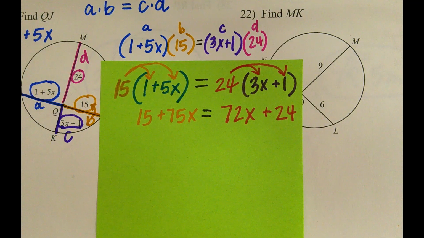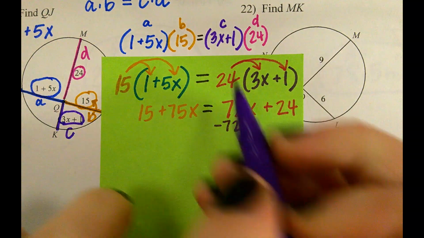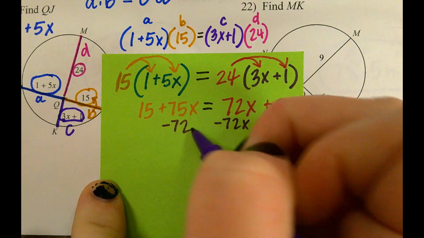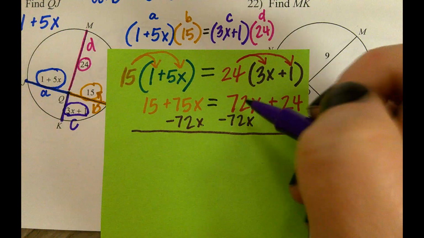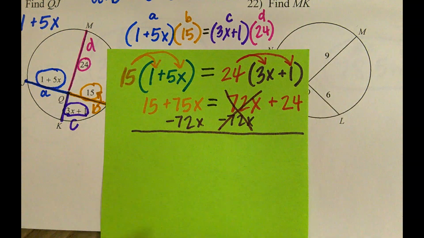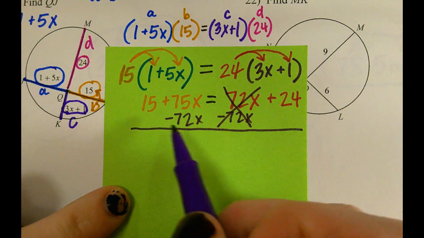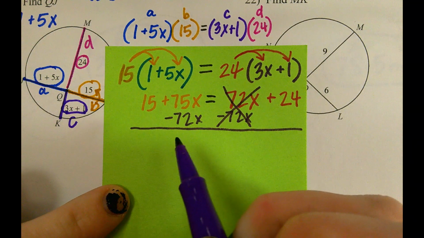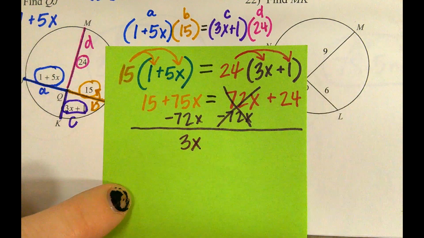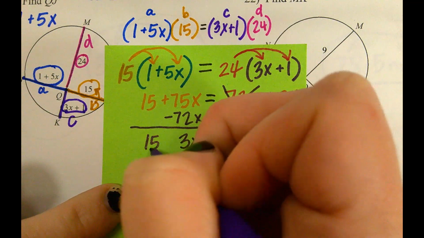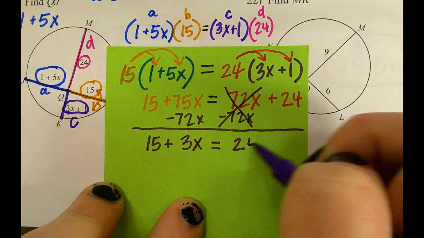Minus 72 on both sides. Yes, we're going to subtract 72x over here and on the other side as well. That's going to get our x's all on the left side of the equation. It's going to cancel my 72x. And then let's see what happens. 75x minus 72x. I believe that leaves us with just 3x. We'll bring down 15 plus 3x equals, all that's left is 24.